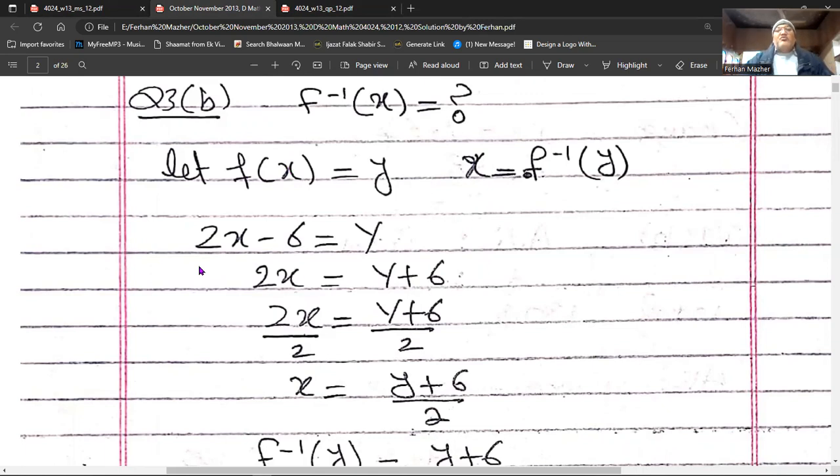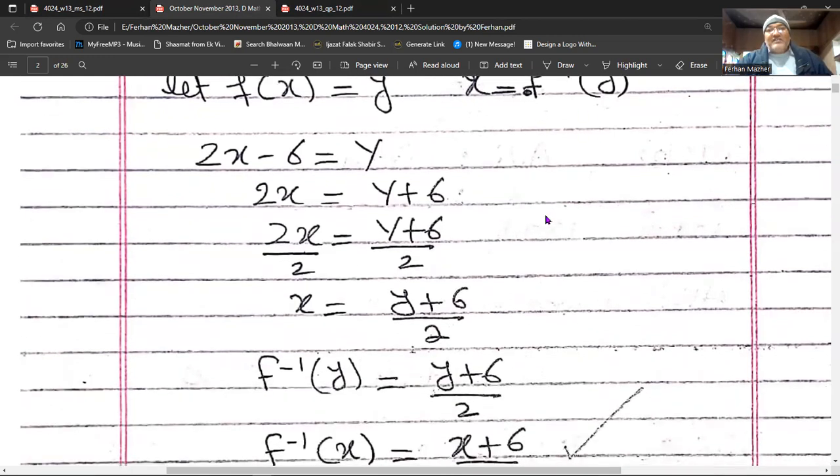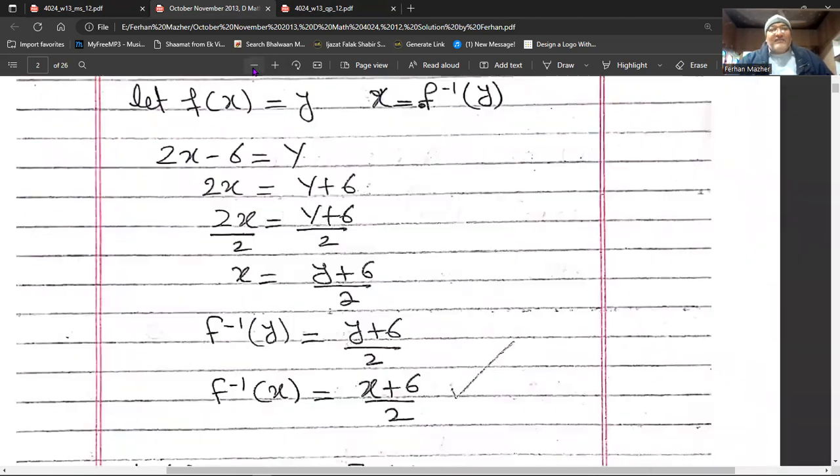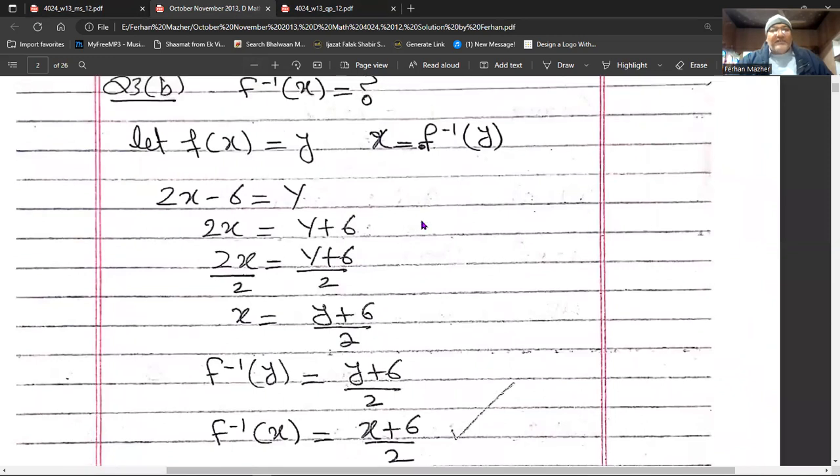So 2x will be equal to y plus 6. Divide both sides by 2. You get x equals y plus 6, the whole thing divided by 2. Now in the place of x, I will put this value, which is f inverse of y. So f inverse of y is equal to y plus 6 by 2. In the place of f inverse of y, I will put f inverse of x. I will change the variable. So here the y will be replaced with x. So f inverse of x will be equal to x plus 6, the whole thing divided by 2.